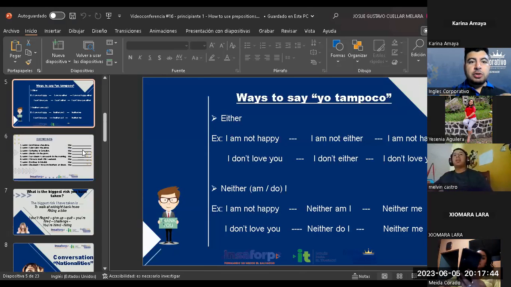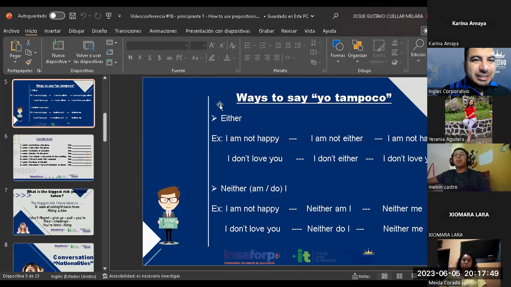Para decir yo también, so do I, so am I, o puedo decir me too. Para decir yo tampoco, algo negativo, pueden decir I am not either, I don't either, o simplemente neither am I, neither do I, o neither me. Okay. Para decir yo también, tenemos una forma, y yo tampoco es otra. Recuerden que para decir yo tampoco es cuando hay una oración negativa. Y se contesta yo tampoco. No decimos en español, a mí me gusta el chocolate, yo tampoco. No, we say, yo también. So that's it.